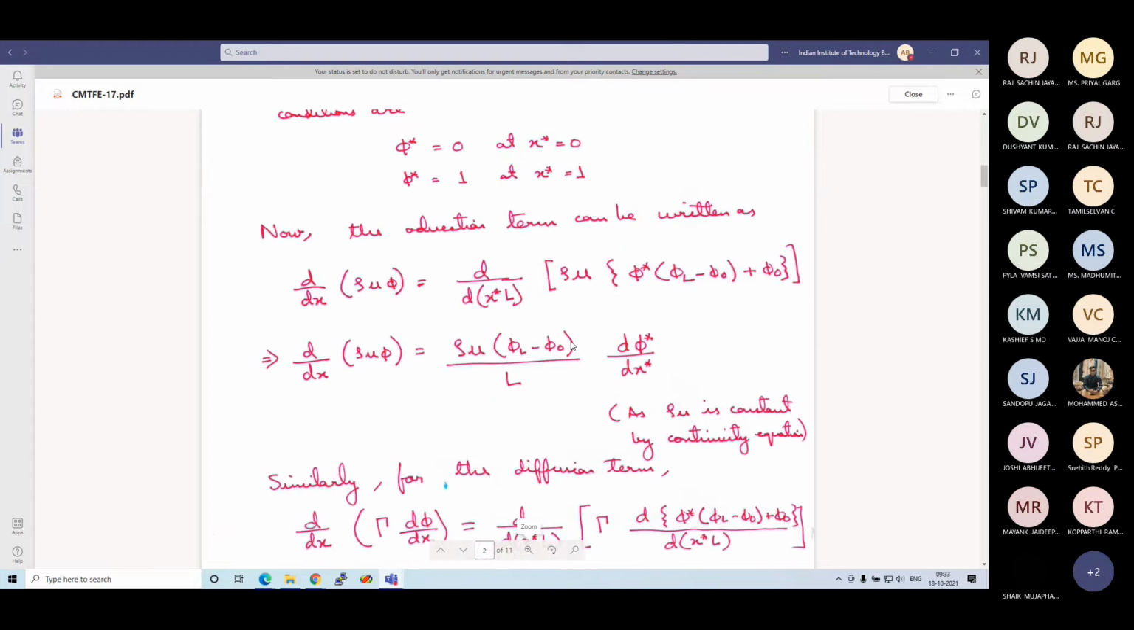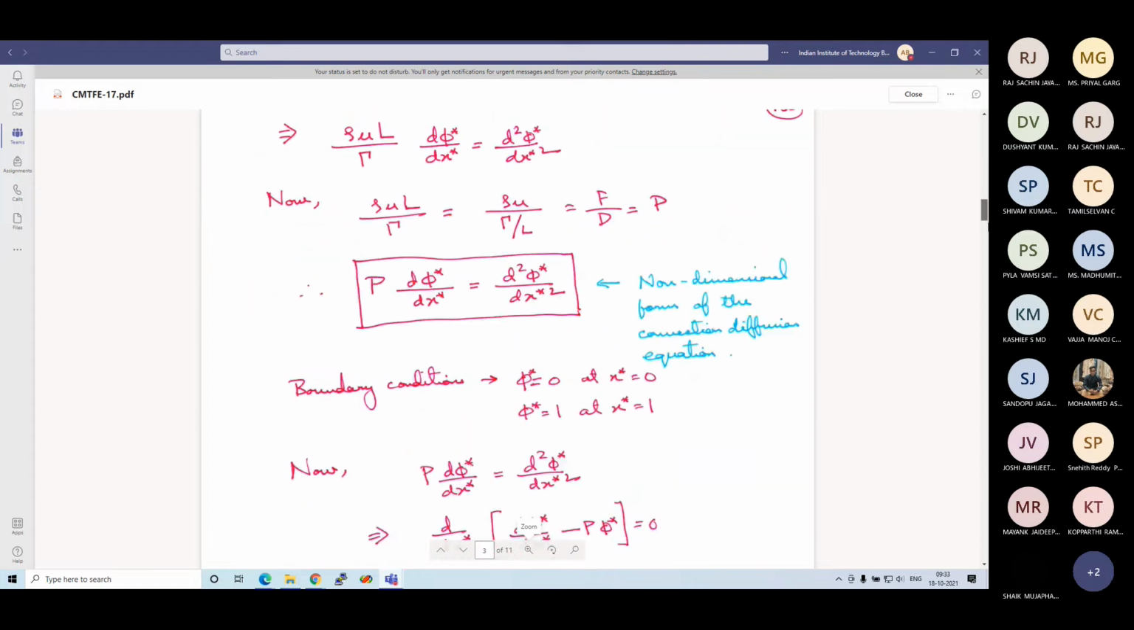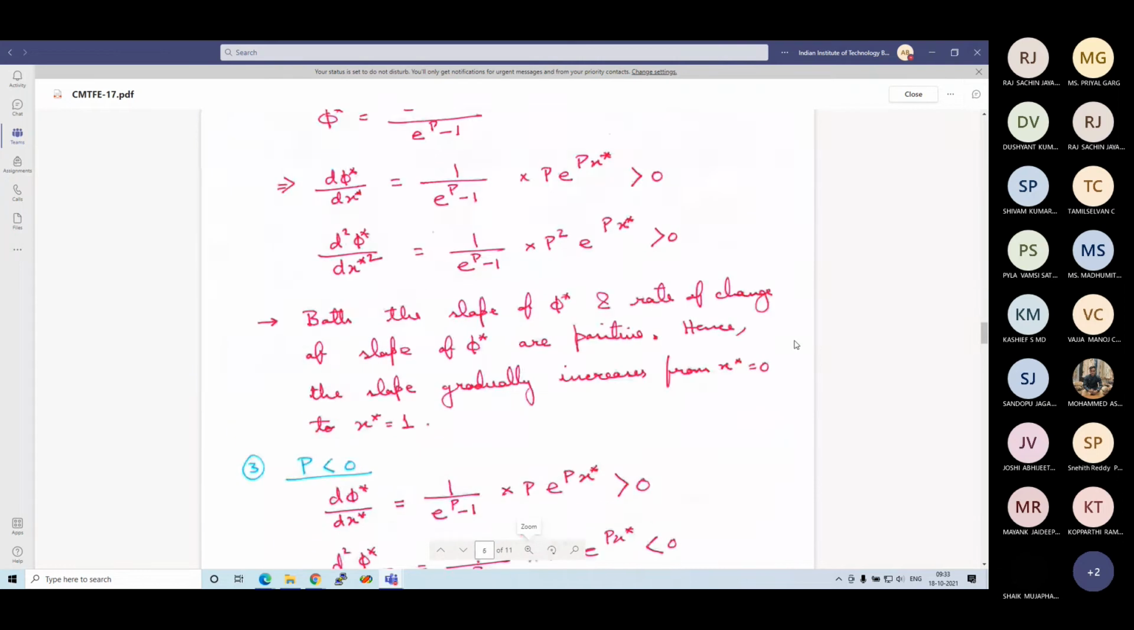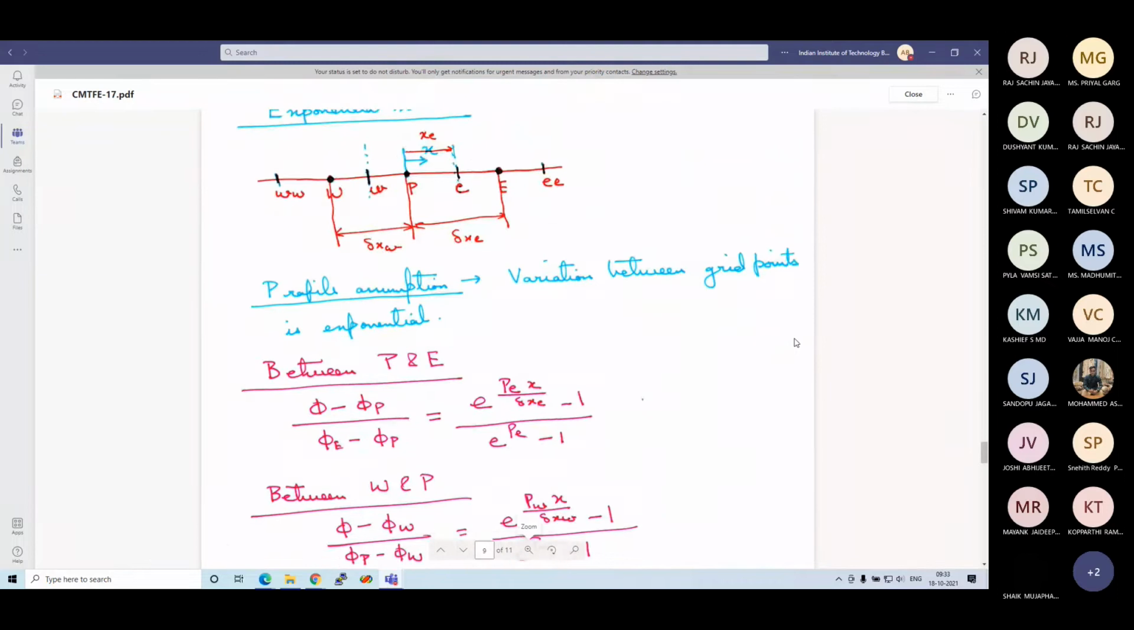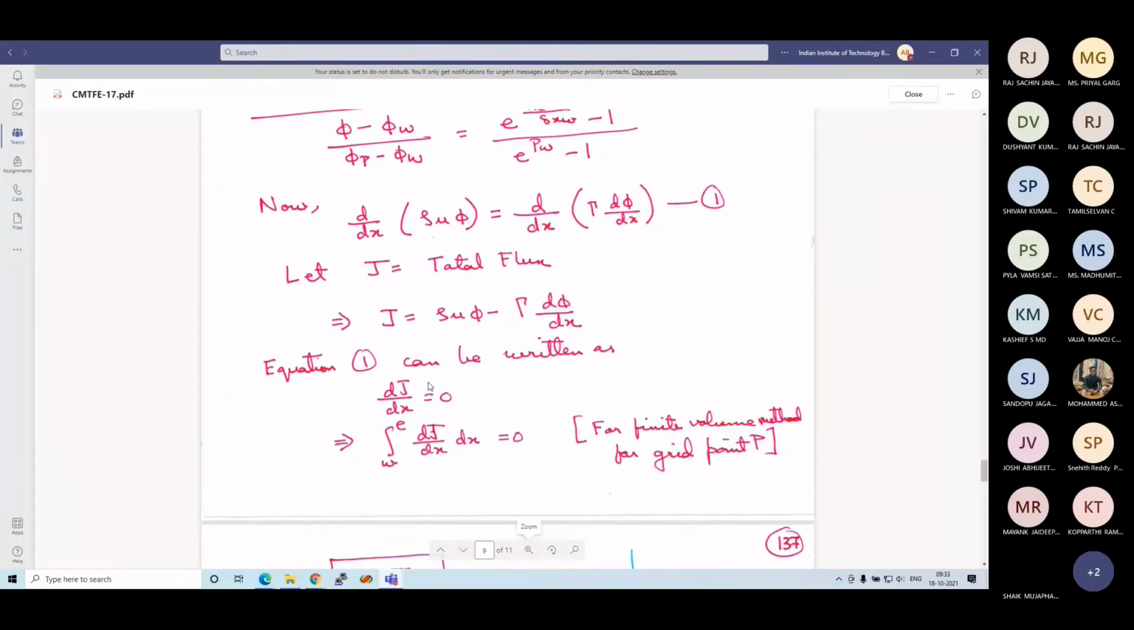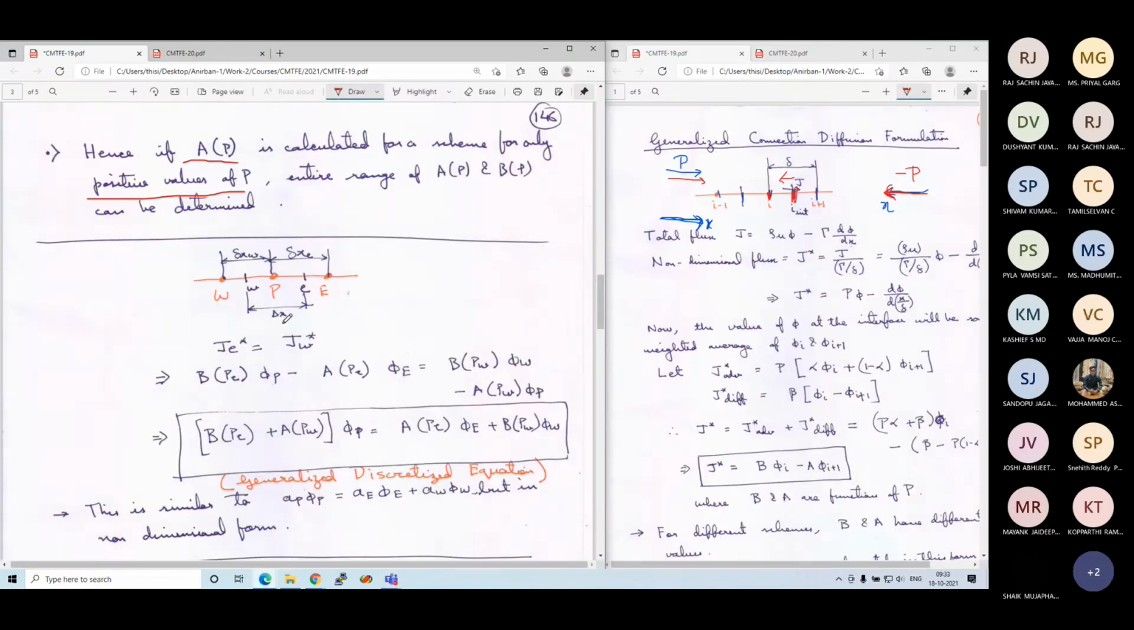And in terms of J, we must have written somewhere. Yes. So in terms of total flux, the governing equation is given as dJ dx equal to 0, where J is the flux having the advective term rho u phi and the diffusive term minus gamma d phi dx. So dJ dx is equal to 0. The non-dimensional equation is dJ star dx star equal to 0, or J star at this point is equal to J star at this point. The flux at this point is equal to the flux at this point.